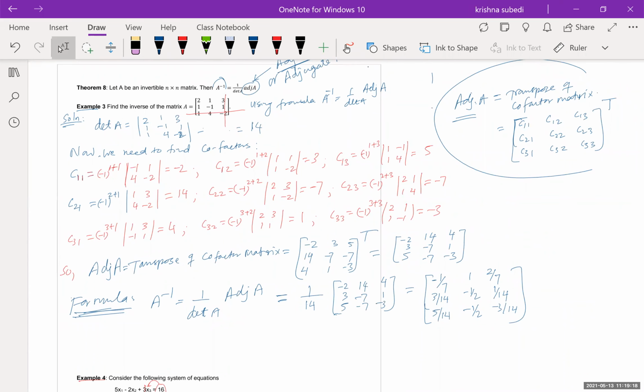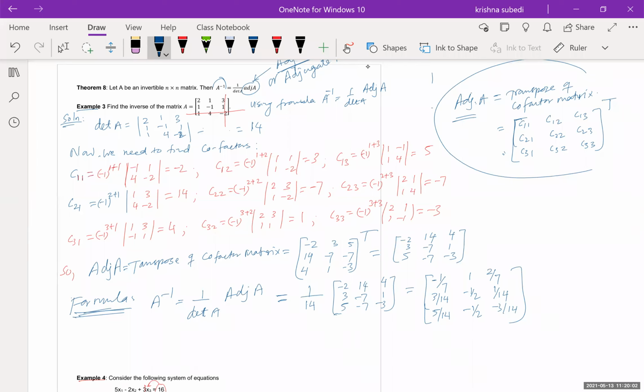Okay, you can check your answers by finding the inverse from the other method that we learned in the previous chapter. So with this example, we learned two things. One, what is the adjoint matrix? The adjoint matrix is the transpose of the cofactor matrix. And we also learned that we can use the adjoint matrix to find the inverse, for which the formula is A inverse equals adjoint of A divided by the determinant of A.